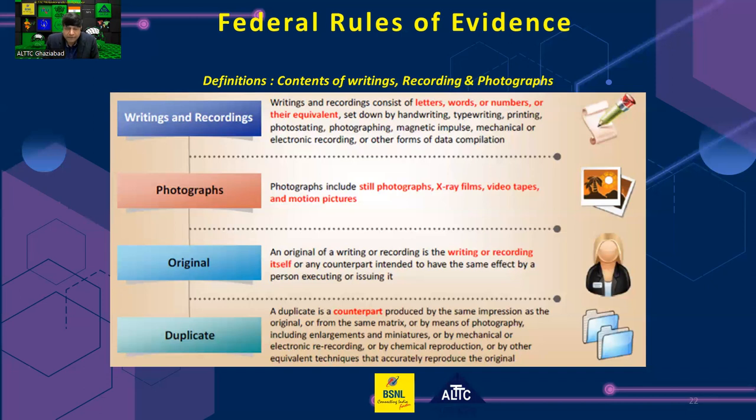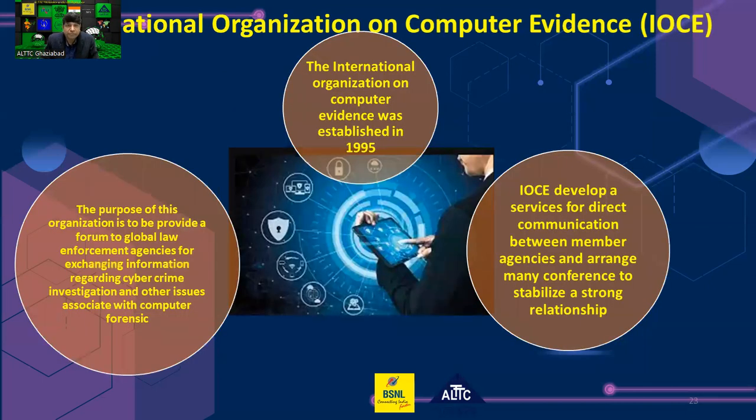Now, duplicate. A duplicate is a counterpart produced by the same impression as the original, or from the same matrix, or by means of photography, including enlargements and miniatures, or by mechanical or electronic re-recording, or by chemical reproduction, or by other equivalent techniques which accurately reproduce the original. This is the federal rule.